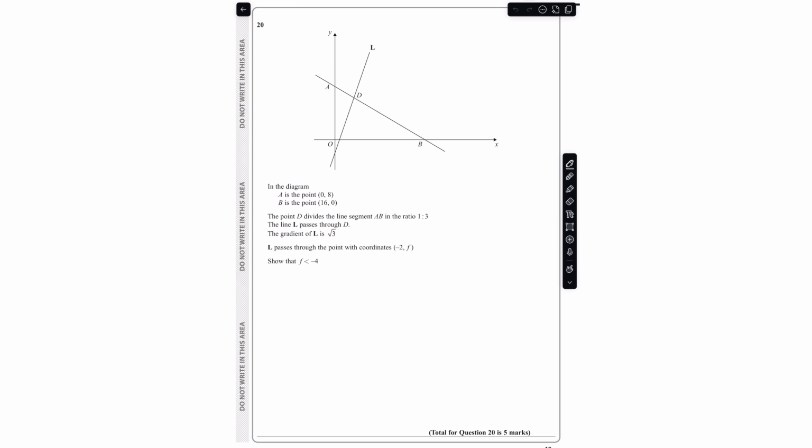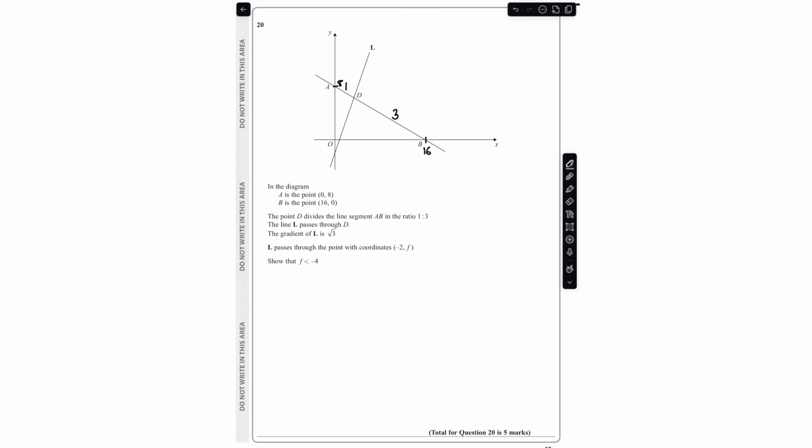In question 20, we are asked to show that f is less than -4. So the first thing I'm going to do is label the diagram using the information provided in the question. So given as point D divides the line segment AB in the ratio 1:3, I'm going to label AD as 1, and DB is 3, and the y coordinate of A is 8, and the x coordinates of B is 16.